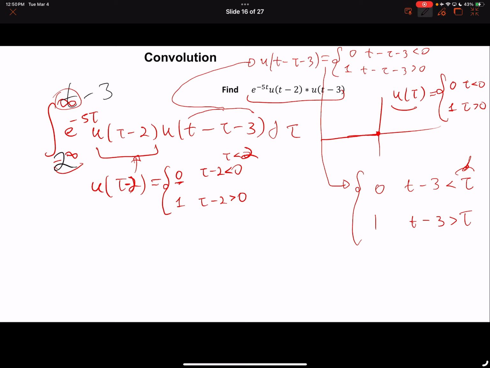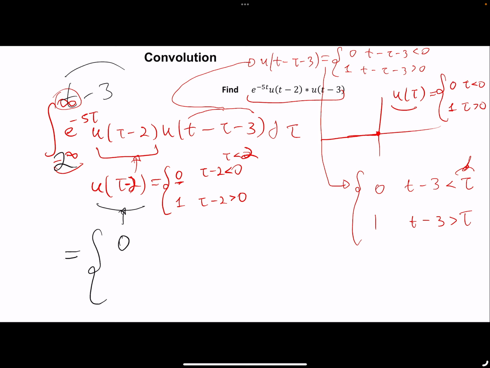Now, note that if t minus 3 is less than 2, remember, this thing will be always 0 for any value less than 2. So that means that now we have two situations. This is equal to 0 whenever the upper limit is less than the lower limit. And otherwise, so t minus 3 greater than 2, it's just going to be the integral of e to the -5 tau d tau from 2 to t minus 3.